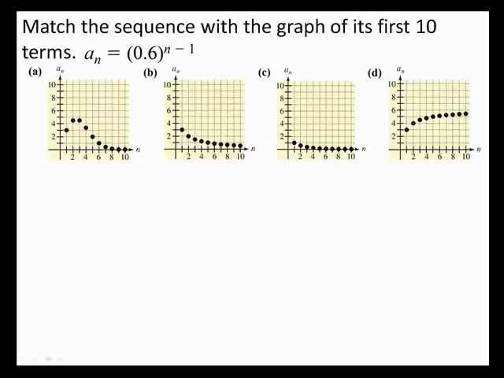Match the sequence with the graph of its first 10 terms. a sub n is equal to 6/10 to the n minus 1. Substitute 1 in for n. Simplify 1 minus 1. Simplify 6/10 to the 0. You find that a1 is equal to 1. That narrows the graphs down to graph C. The graph of a sub n is equal to 6/10 to the n minus 1 is graph C.